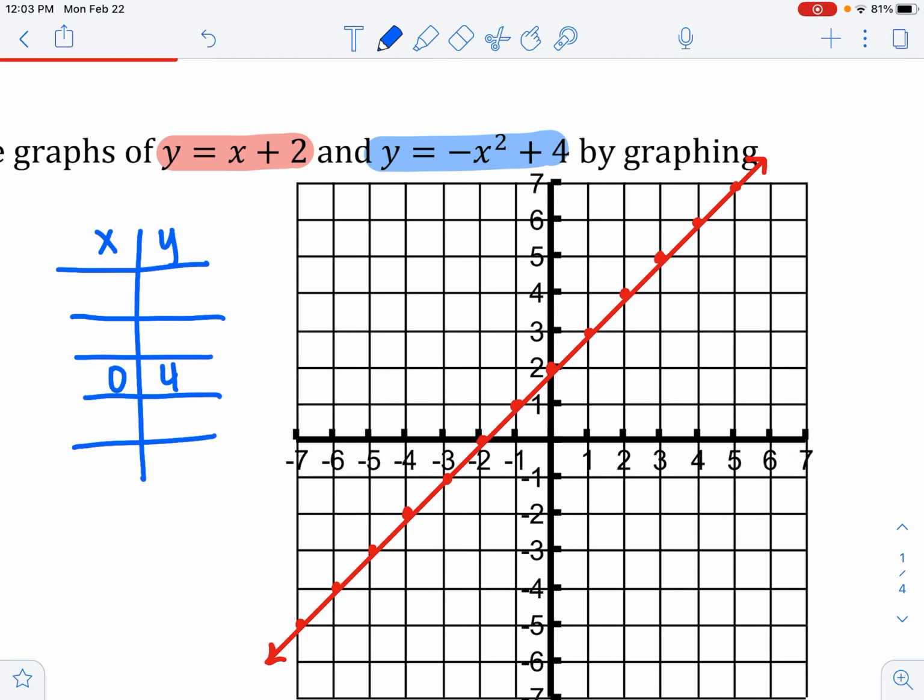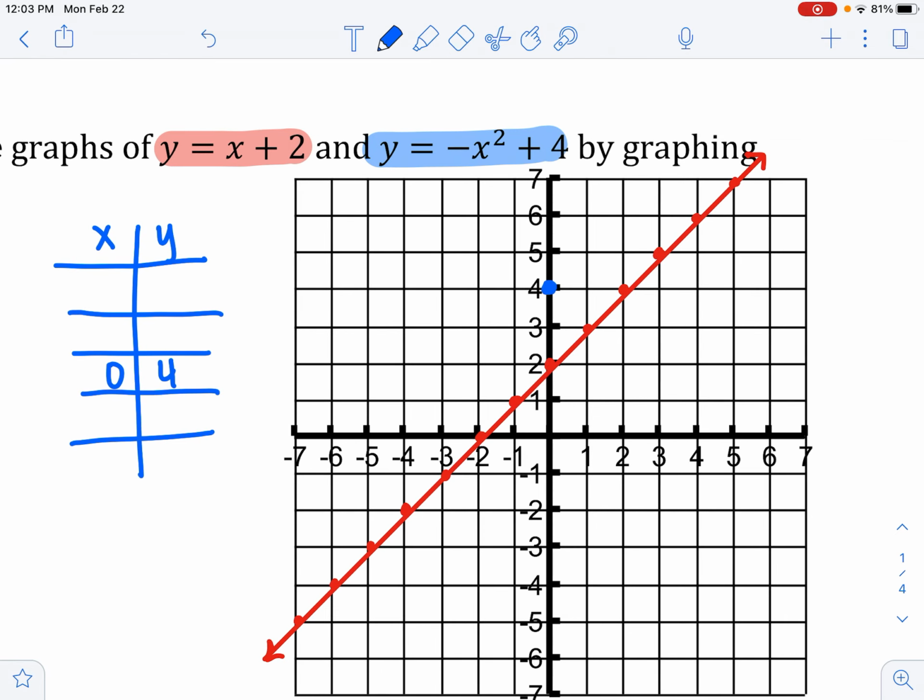So I'm going to want to make a table here because I'm going to need my points. 1, 2, 3, 4. And I like to put my vertex right in the middle. So my vertex is 0, 4. Then I'm plugging in x values to get y values. So 1 and 2, and I'll reflect negative 1 and negative 2.